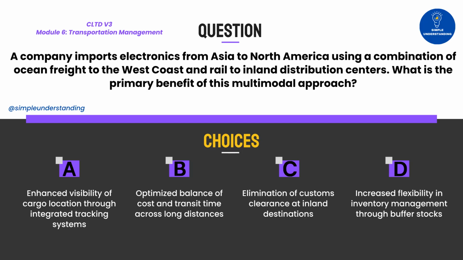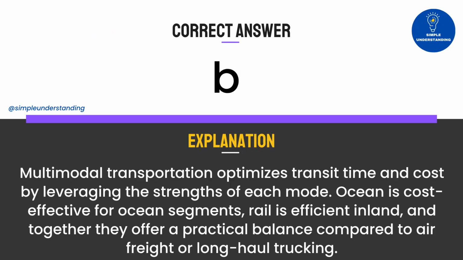Elimination of customs clearance at inland destinations. D. Increased flexibility in inventory management through buffer stocks. Correct answer. B. Explanation. Multimodal transportation optimizes transit time and cost by leveraging the strengths of each mode. Ocean is cost-effective for ocean segments. Rail is efficient inland, and together they offer a practical balance compared to air freight or long-haul trucking.